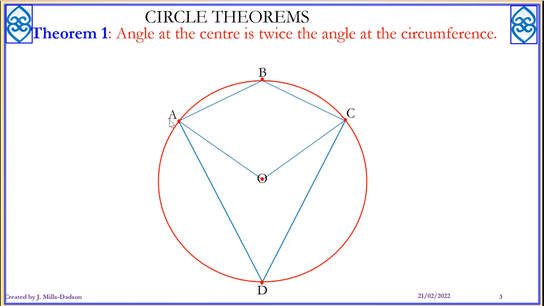So our first theorem says angle at the center is twice the angle at the circumference. What this means is that whatever this angle is, which is at the circumference, when you double that angle, you get the angle at the center. So if this is x, that should be 2x. In a similar vein, angle B is at the circumference. Whatever the size is, you double it and you get the angle at the center. So if this is y, that is also 2y.